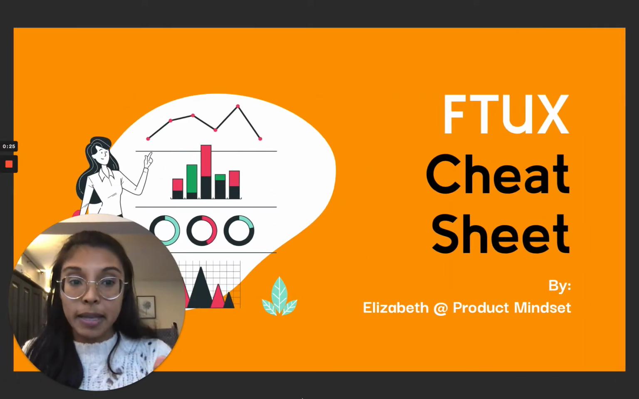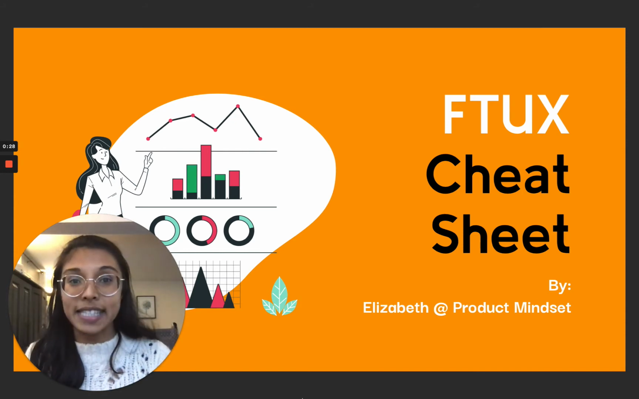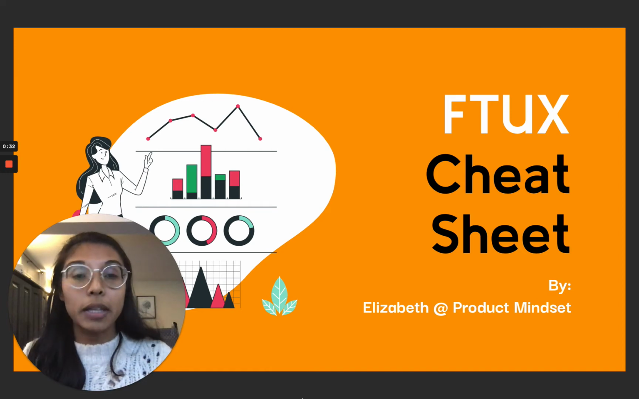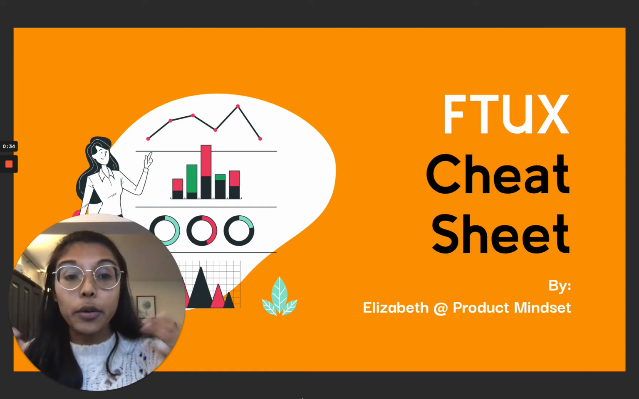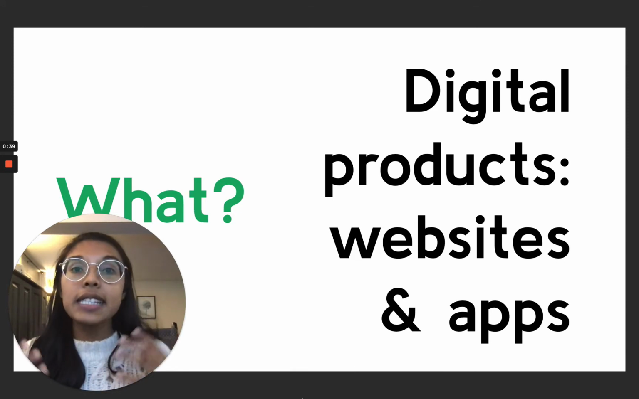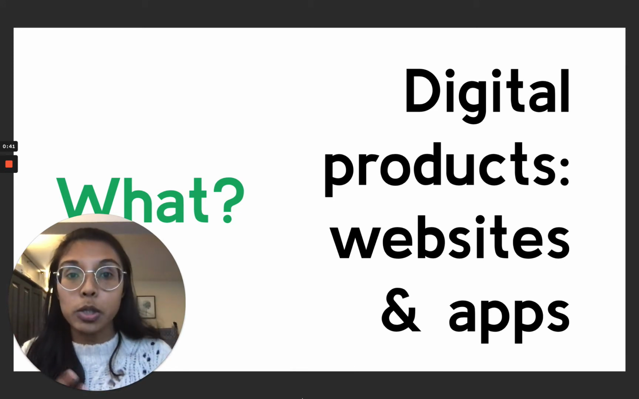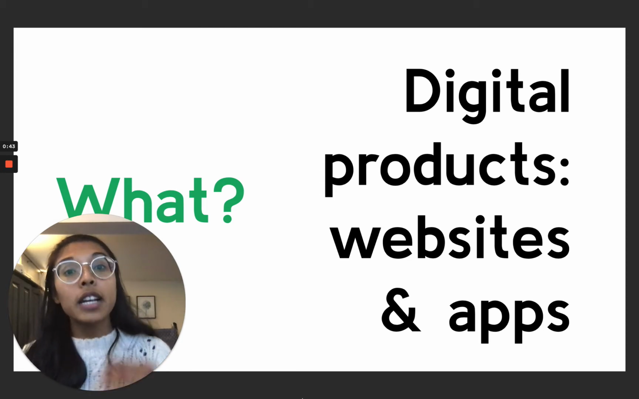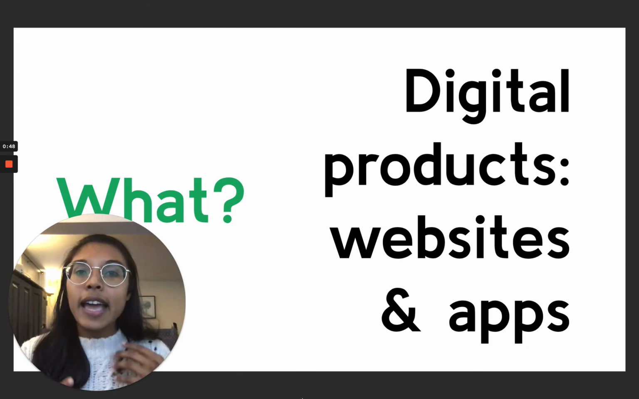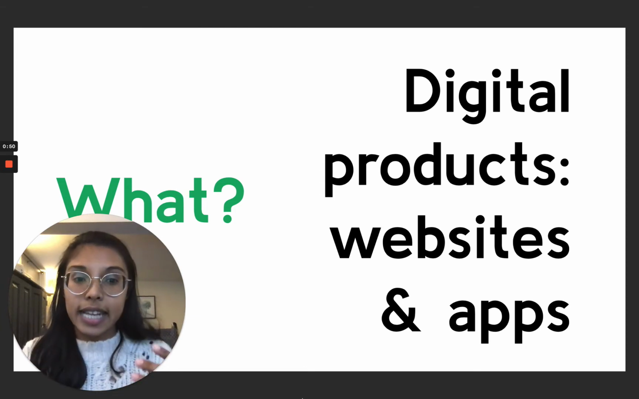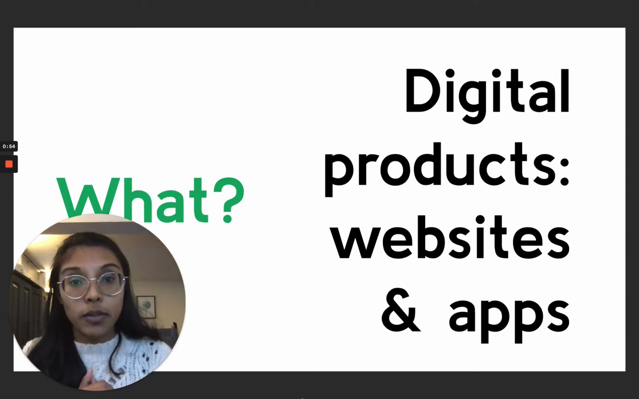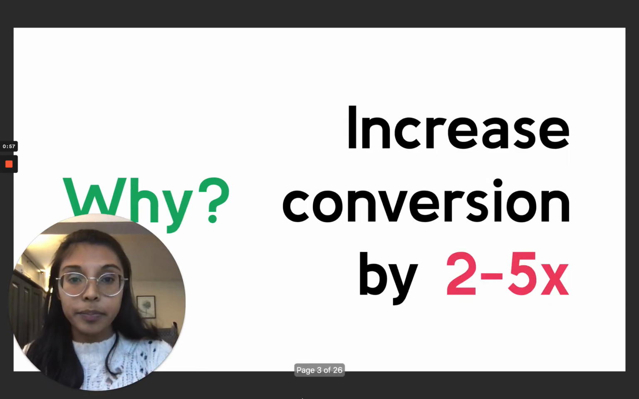So the FTUX method cheat sheet is very comprehensive. I was creating it over years of being a product manager and working at different stages of company. So here's what I came up with. The what, we're dealing with digital products. This FTUX method, the first time user experience method, can be applied to physical products. It's all about how we unveil products and what we give the user to understand. So I primarily use them for websites and apps, but you can use it for physical products as well.